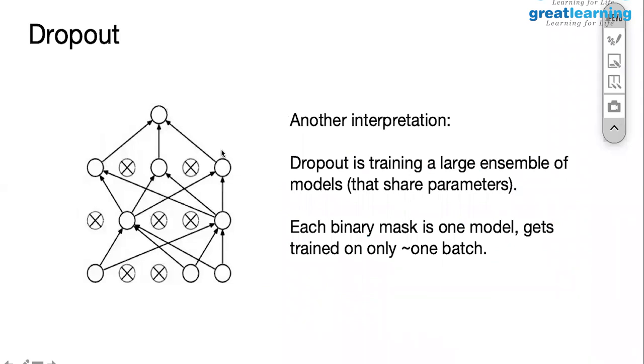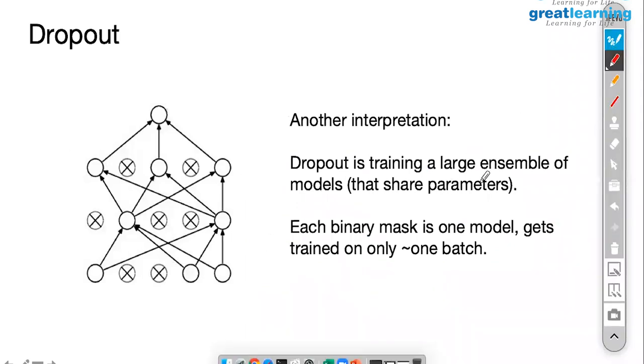Another interpretation of a dropout could be, it'll kind of simulate an ensemble model. Are you people able to understand what I'm trying to say here? Dropout is training a large ensemble model. Do you agree with that or no? Not able to connect on this point actually.